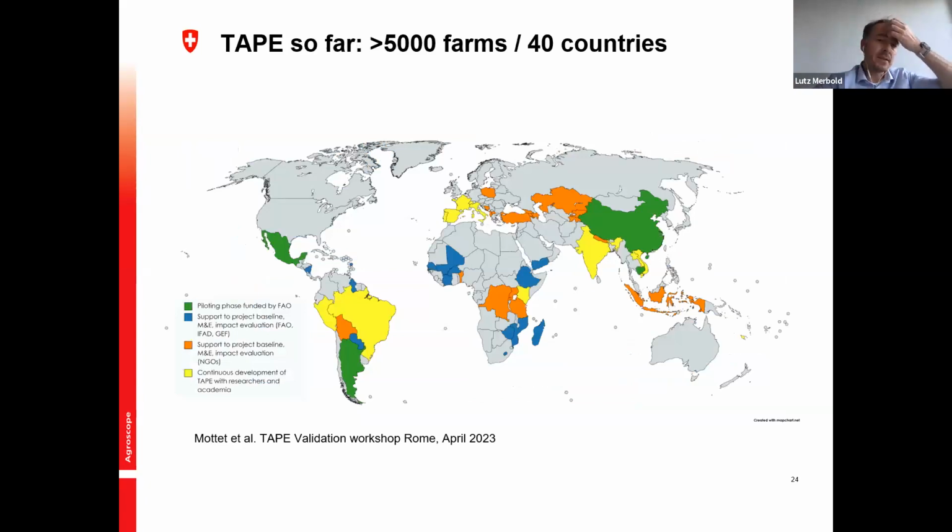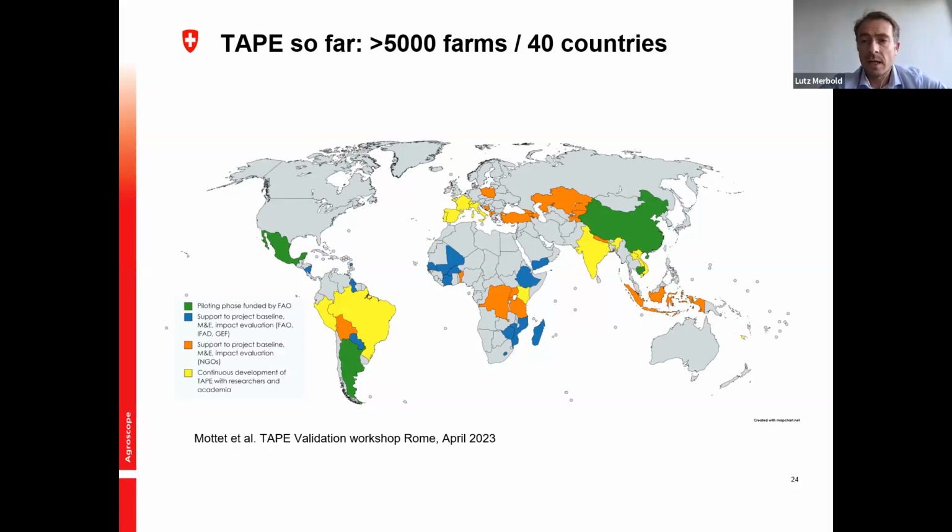Where we're standing with TAPE so far, and these are actually slides I received from FAO recently. It's currently rolled out, or has been tested, on more than 5,000 farms globally in more than 40 countries already. And the colors indicate the piloting phase, which started in 2019. Things were a little bit delayed due to the COVID pandemic. That's the reason why some of the projects are still running or haven't been finalized. Some have been funded by multilateral organizations or funding bodies. This is shown here in blue.